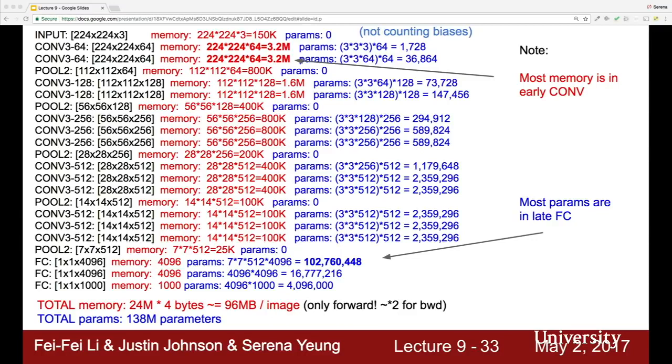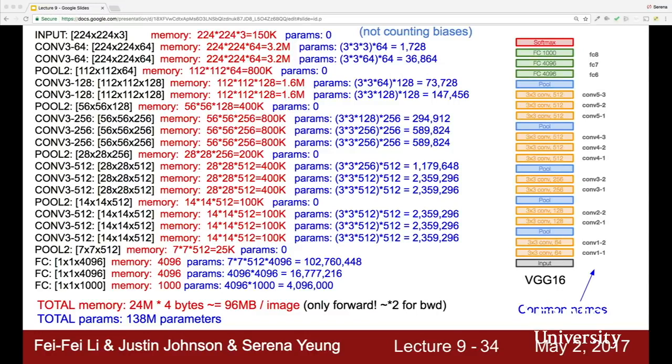Because we have all of these dense connections, that's something just to know and keep in mind. Later on we'll see some networks actually get rid of these fully connected layers and be able to save a lot on the number of parameters.